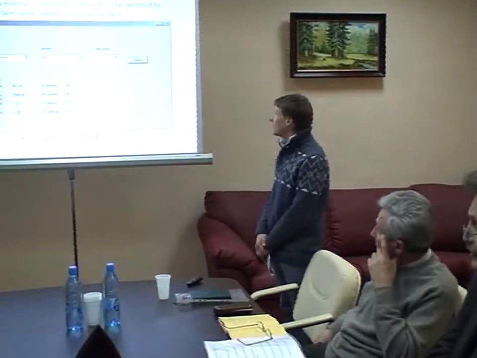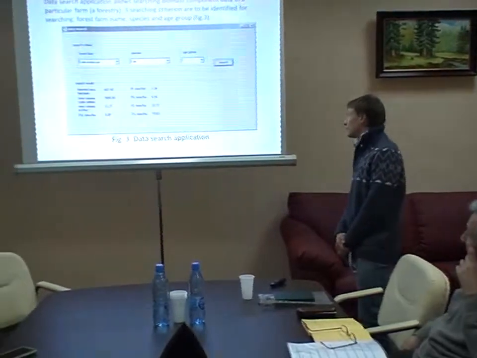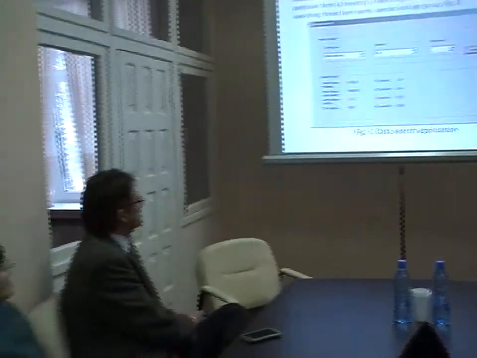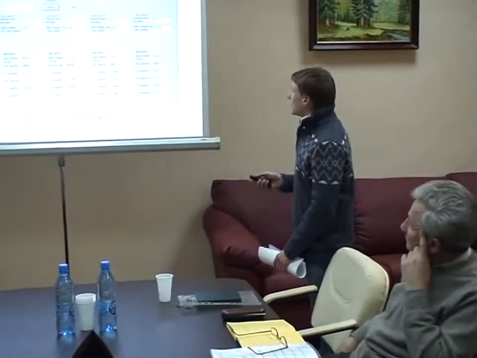The data search application allows searching biomass component data of a particular farm or a forestry. Three searching criteria are to be identified for searching: forest farm name, species, and age group. We have another application that has more advanced function. By the means of this application, one can view all the age group data of a particular species of a forest farm, and also we can change forested areas and stem volume.